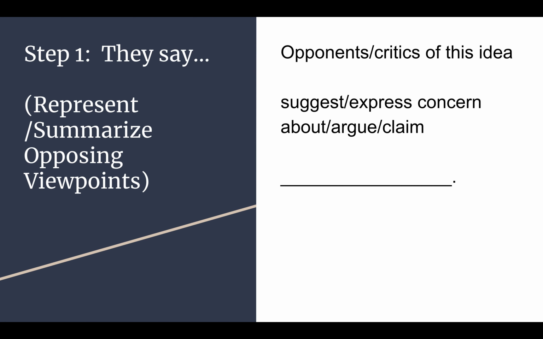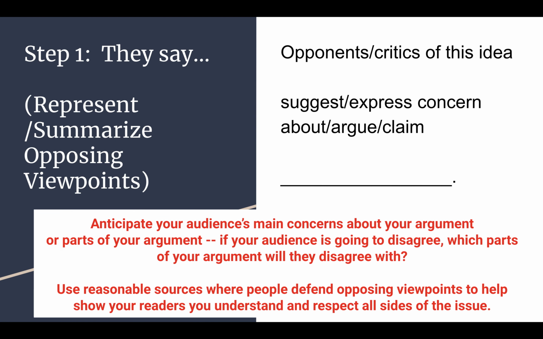So here are some ideas of how you can do that. A good transition, like: critics of this idea might suggest. Opponents of this idea express concern about. People on the other side argue. People on the other side claim, right? And sometimes you can name those specific people: liberals might claim this, or, Nancy Pelosi said this, right? So you can give specific sources as well in this section.